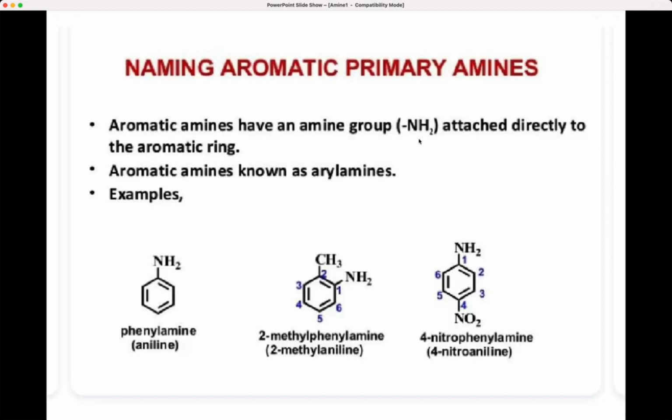Now, naming aromatic primary amines. Aromatic amines have an amine group like NH2 attached directly to the aromatic ring. This ring is known as the aromatic ring, and the group is attached directly here. Aromatic amines are known as aryl amines. Remember, in most places you will come across the words aryl amines. So here, phenylamine, aniline. 2-methylphenylamine, 2-methylaniline. This structure is called aniline. And here a nitro group is included in the fourth position, so we can say 4-nitroaniline also. NO2 is the nitro group, and this NH2 is known as aniline.